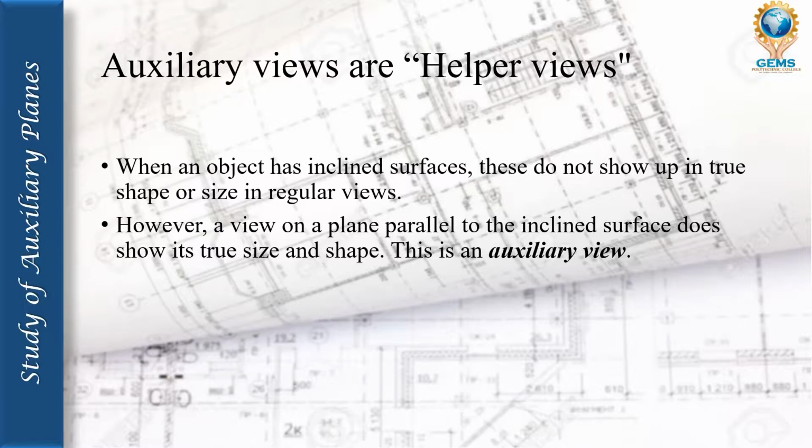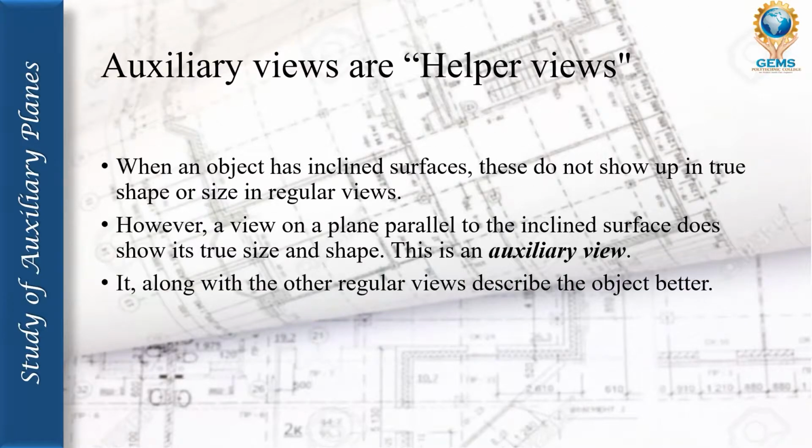If the object has inclined surfaces, it will not show the true size and shape. But on a plane parallel to the inclined surface, it will show the true size and shape. Along with the other regular views, it describes the object better. With the other views also we can describe the object, right? Front, top, and side view.